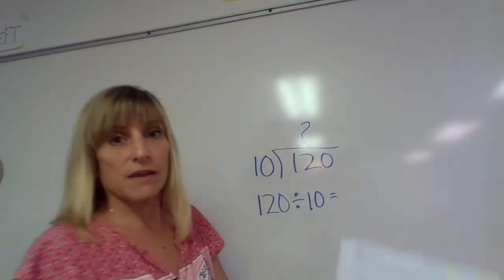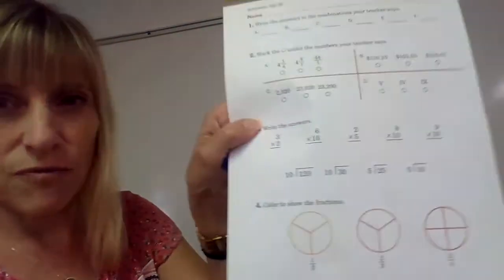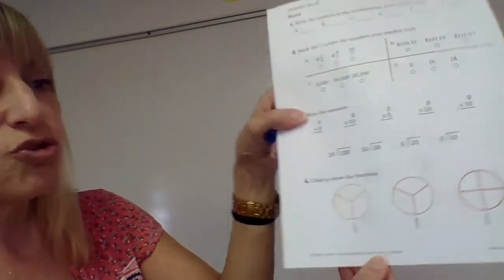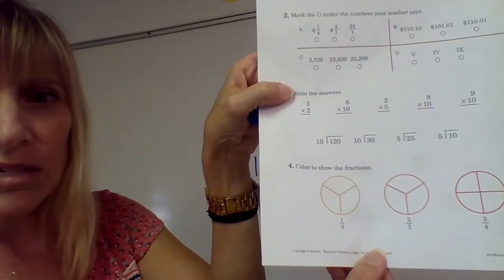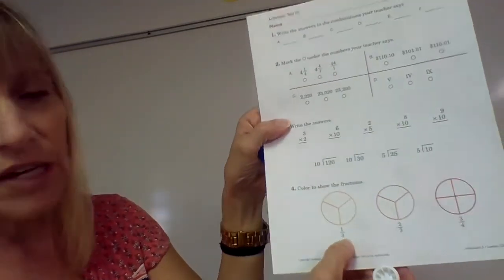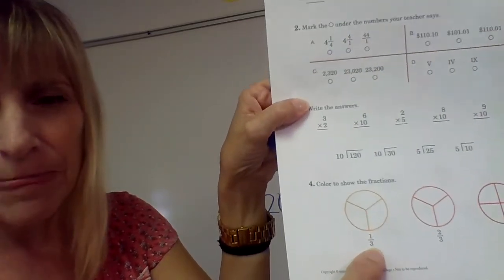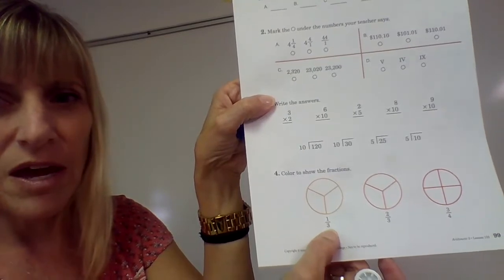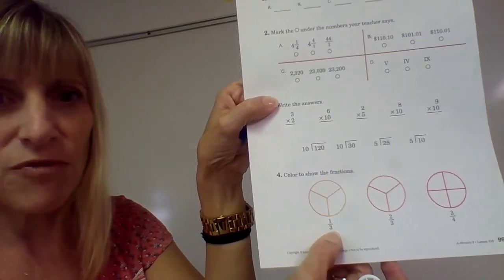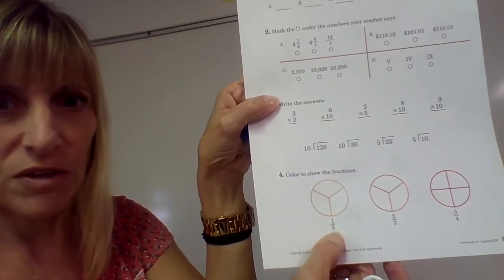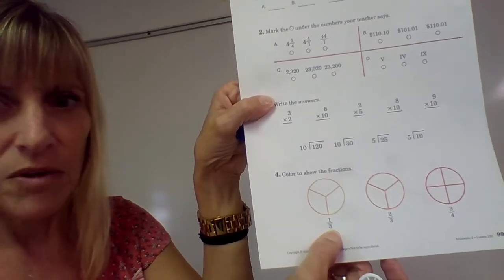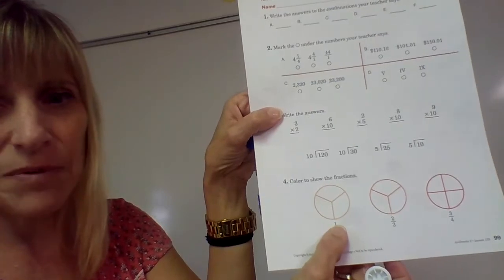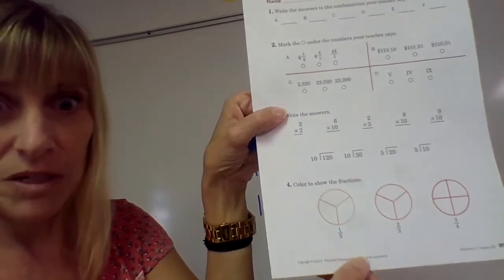Okay? And then for section 4, it says color to show the fractions. You have to look at the fraction at the bottom, and you can use your pencil to color. You don't have to get a crayon or anything. Just color in what that fraction is telling us to color in. Remember, the bottom number is how many pieces, and the top number represents how many to color in.